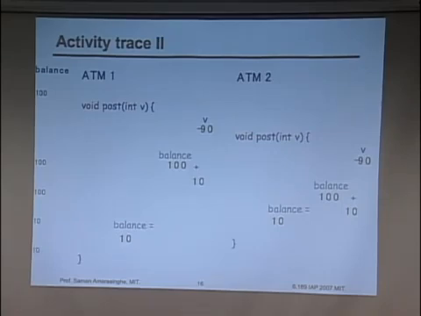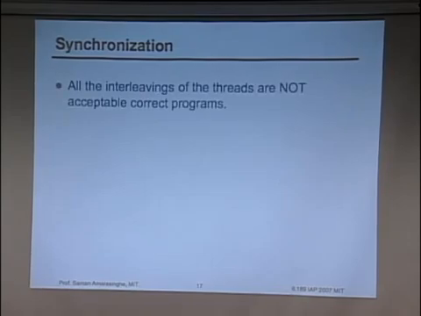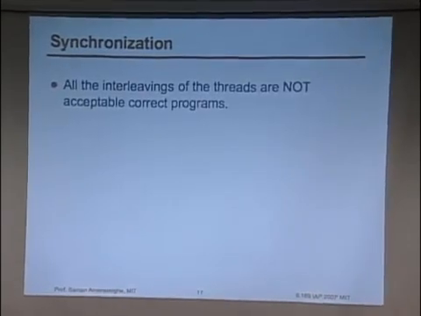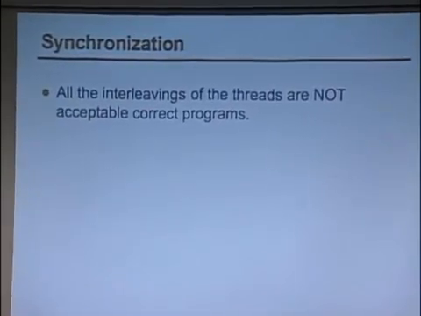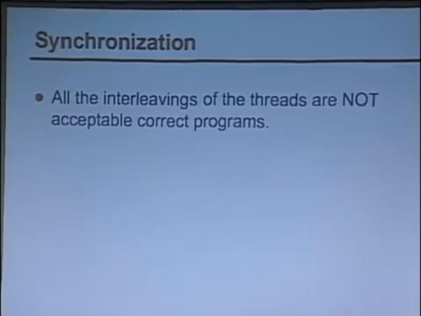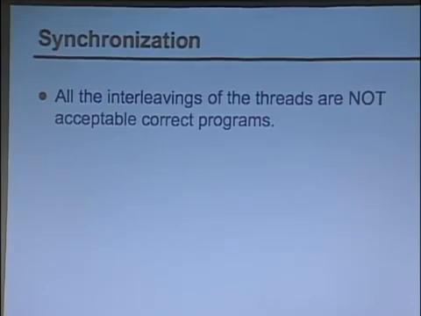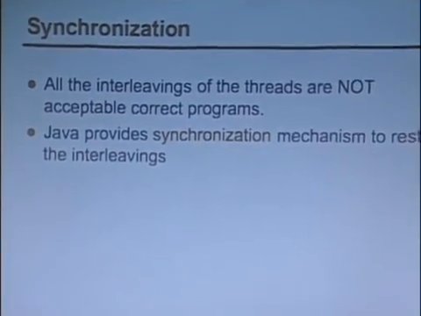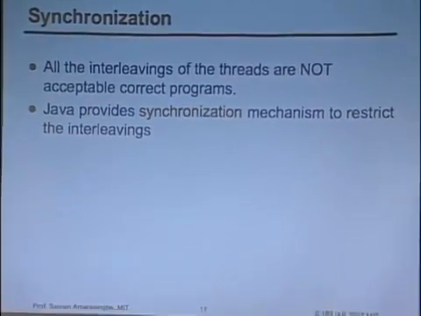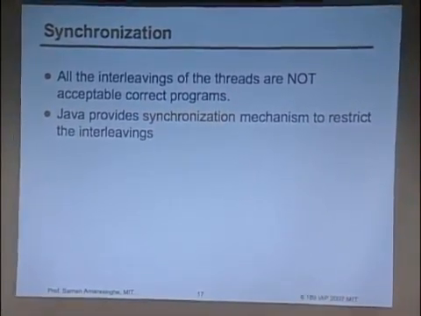So you can have an interleaving here that did something that's not a sequential program, and you are in big trouble. In order to get out of that, the problem is that not all interleavings of threads are acceptable and correct. What you want is some kind of sequential-looking behavior, even though you get parallelism. You don't want all these interleavings. So in order to do that, Java provides a synchronization mechanism that restricts interleaving.